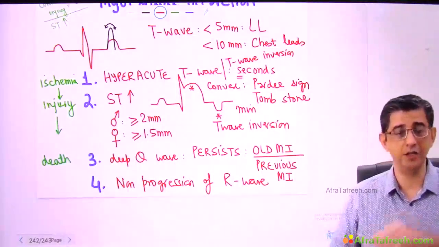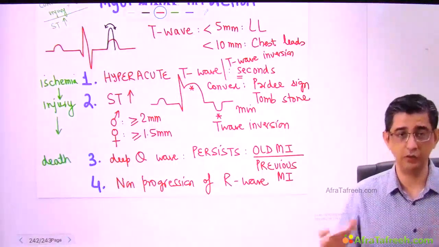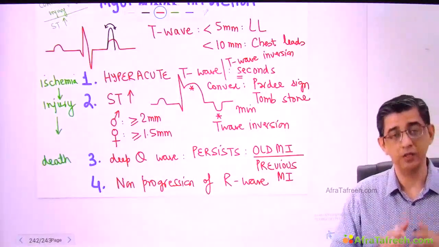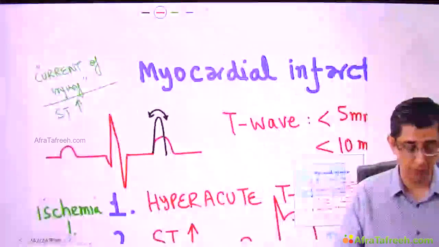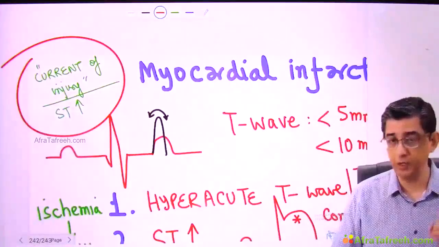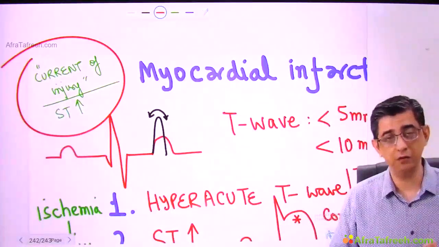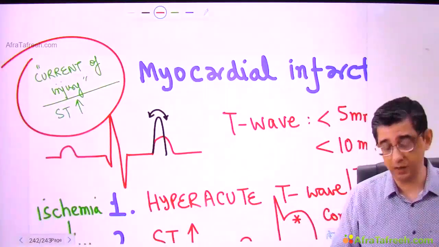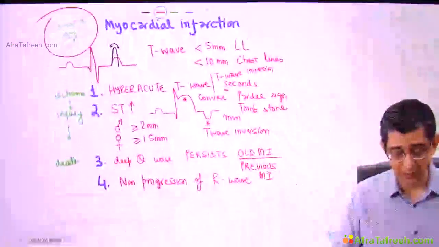You can't draw a line and say that, okay, before this and after this, there's obviously a lot of overlapping present, which is why I highlighted the statement from the textbook that for injury per se, if asked, you will answer as ST elevation. If he says ischemia, it could be either of the two, hyperacute T wave and T wave inversion. If both are given, then both have to be marked. And these are the standard ECG findings that would be encountered.